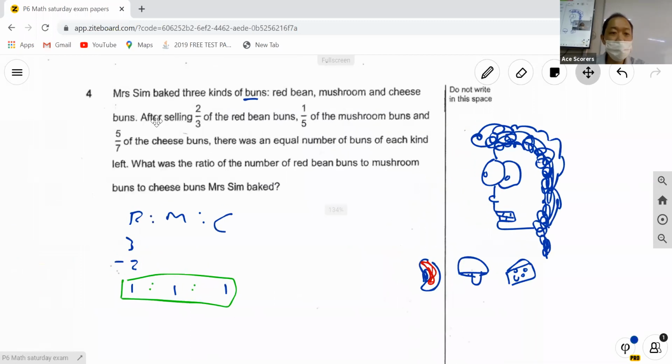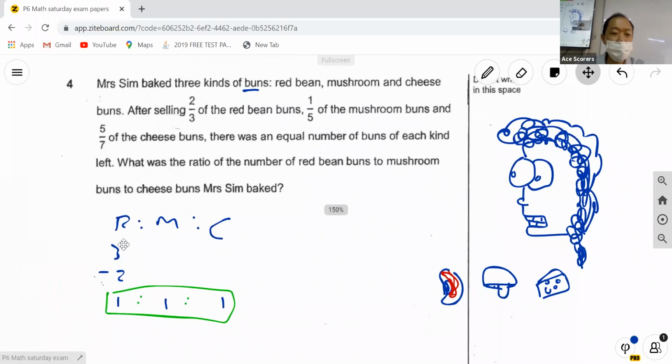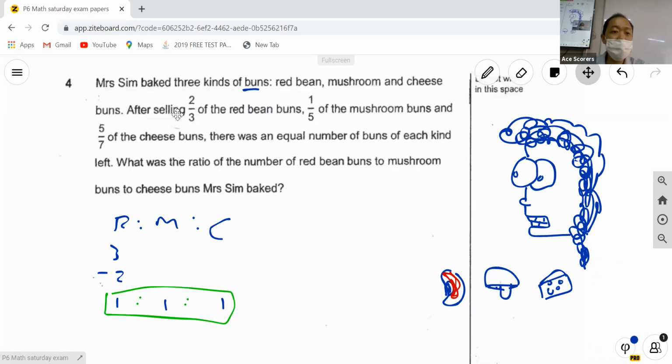Okay, now let's continue, right? So you see, this tallies, right? The red bean one tallies because there were 3 units. 3, you minus 2, left 1. Now 1/5 of the buns were sold. Then you're left with 4, right? So the mushroom should be 4.